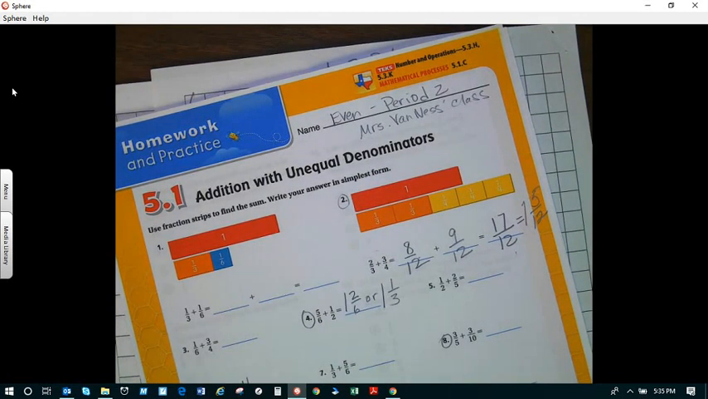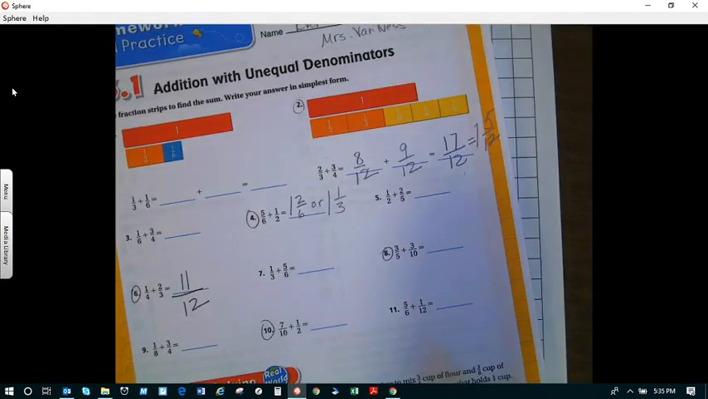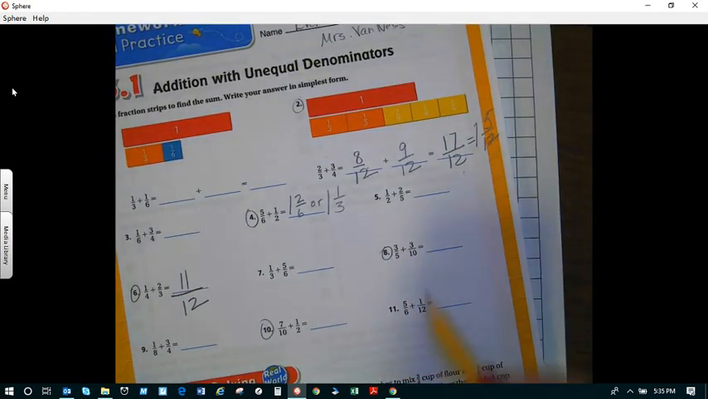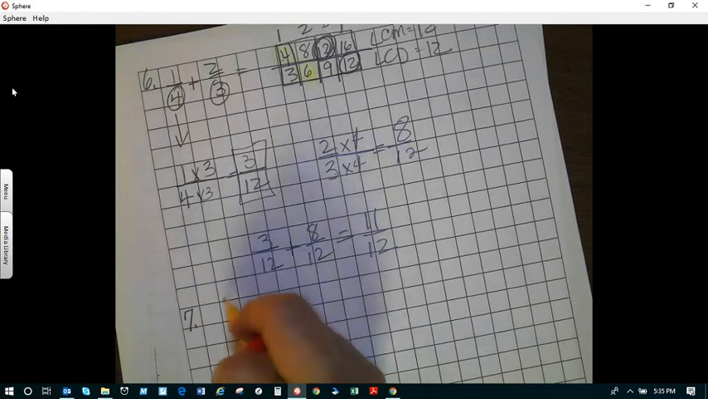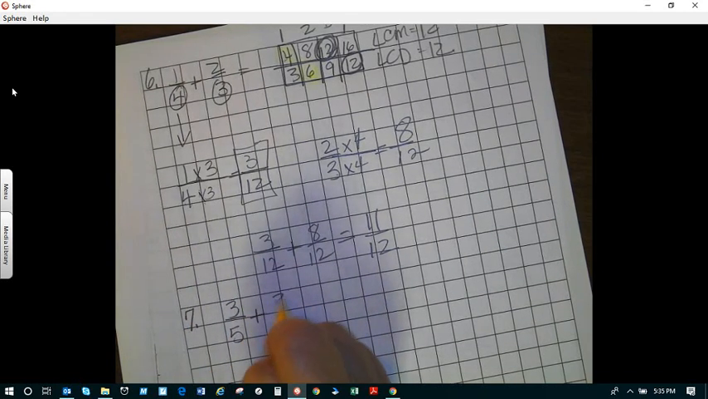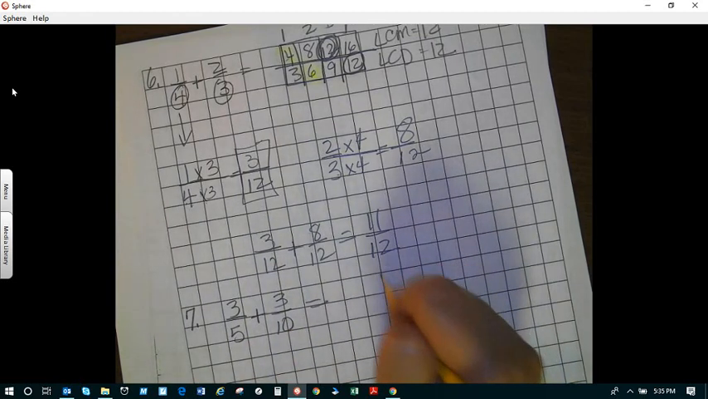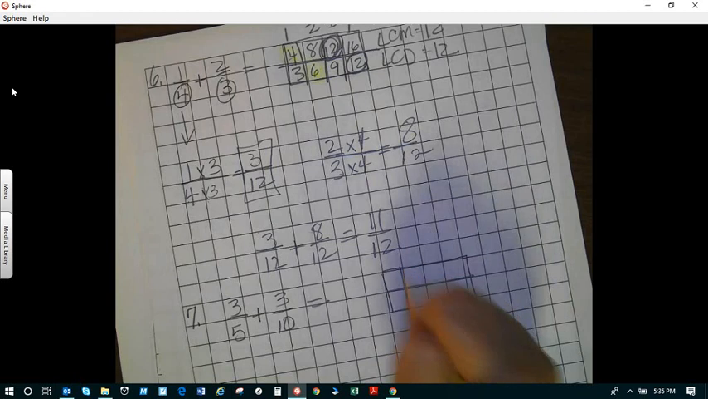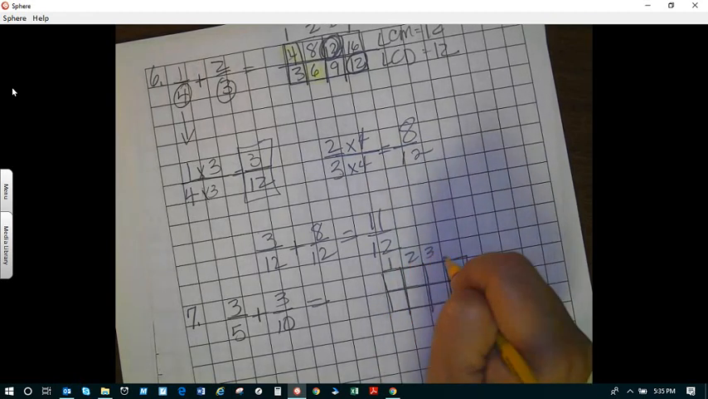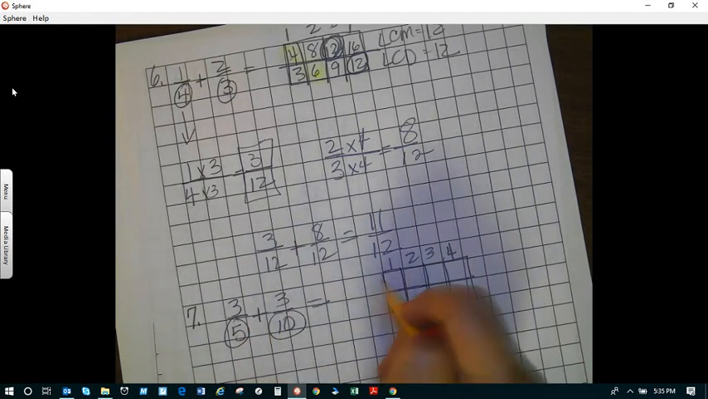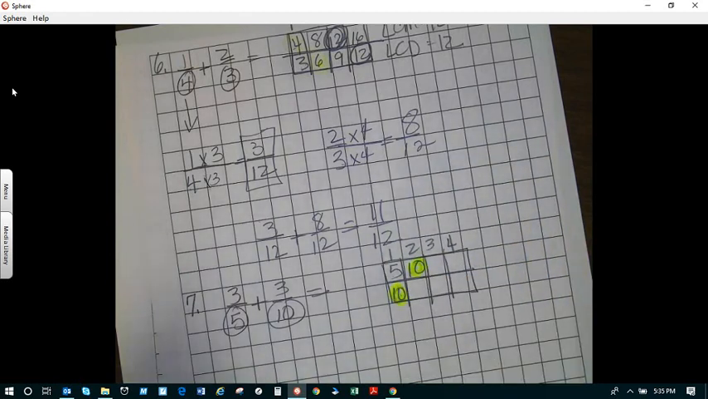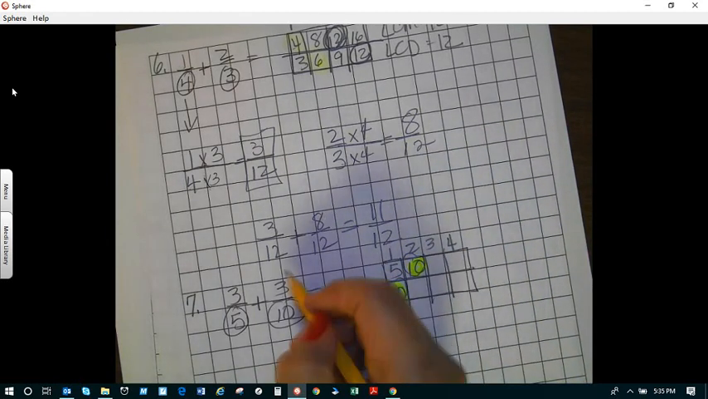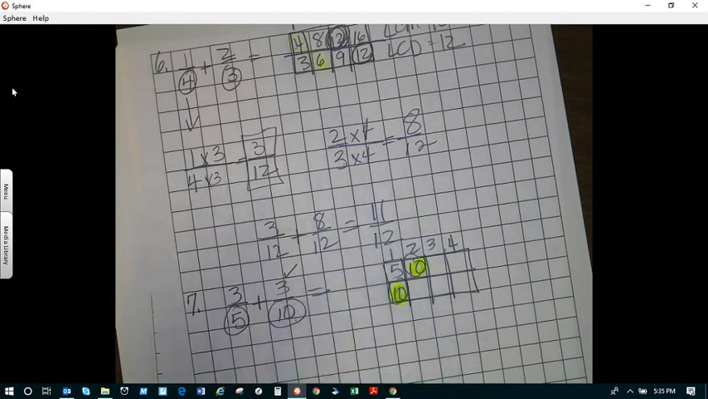It's almost a whole. All right, we're looking at number 8. 3/5 plus 3/10. Okay. Again, I needed to find a common multiple. Label my boxes. Circle my denominators, my 5 and my 10. 5 times 2 is 10. I can stop right there. I'm done because I found my lowest. Let me go ahead and highlight these. Circle, circle.